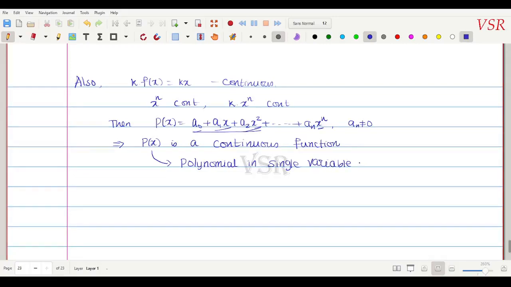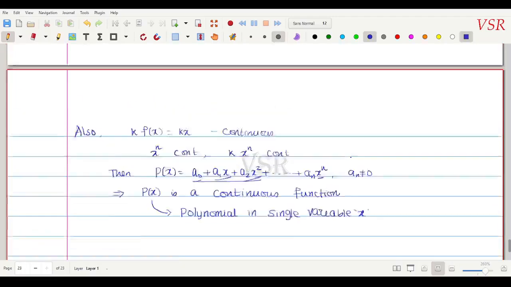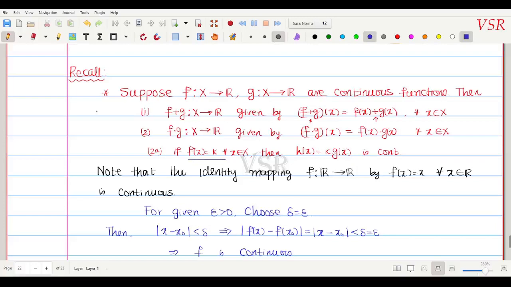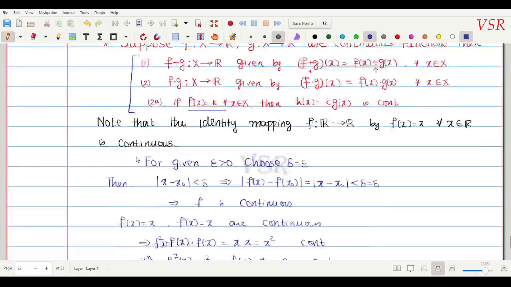X மட்டும் தான் variable. Okay, so single variable அப்போ every polynomial is continuous. Okay, every polynomial in single variable is continuous. அதுதான் இங்க proof பண்ணிருக்கோம். This is nothing but the repeated applications of this theorem. இந்த மூணுனுடைய repeated application தான் polynomials are continuous.